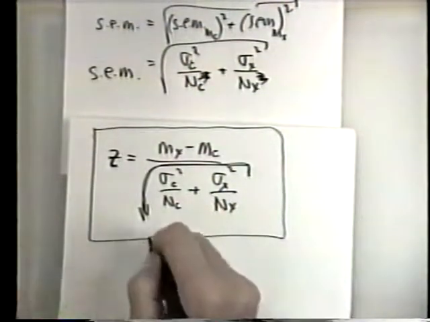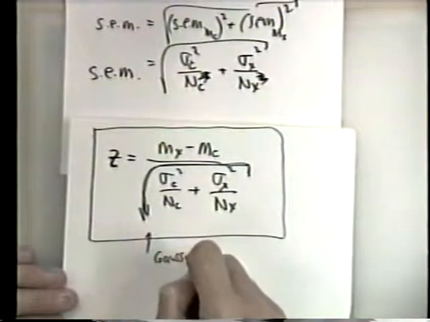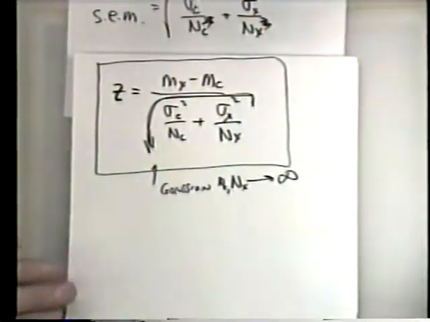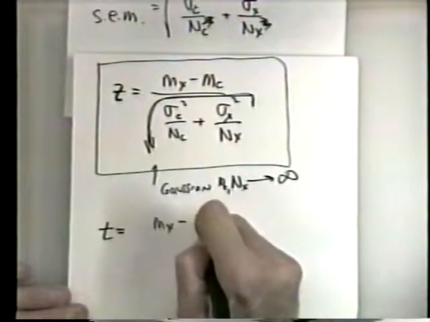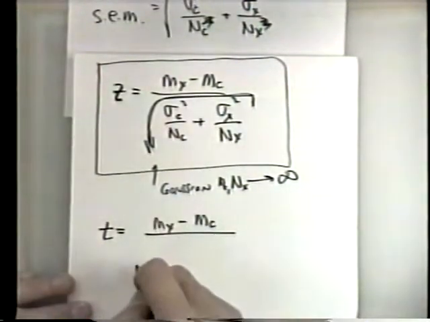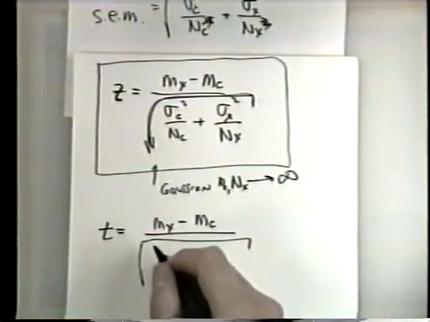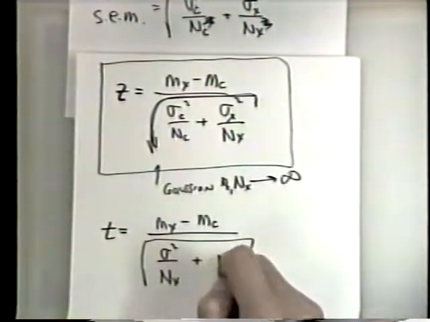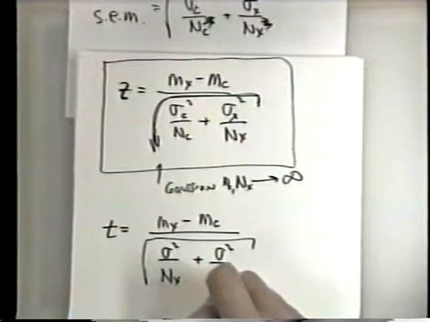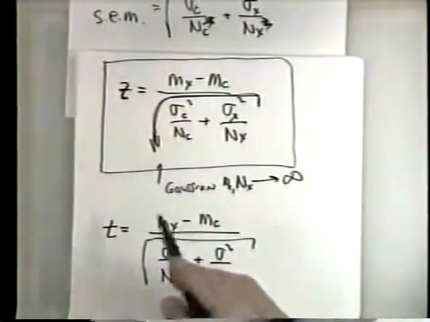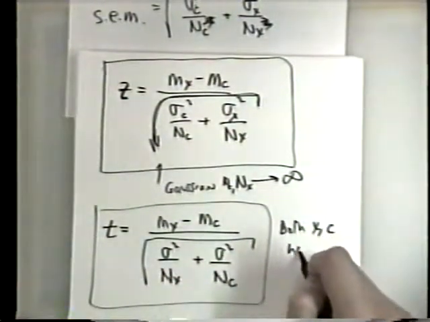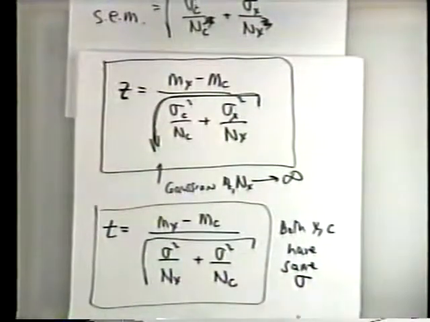Now again, this is assuming that everything is Gaussian. That is, that the numbers nx and nc are very large. Again, in terms of the t statistic, now we can rewrite this as the difference between the mean of the experiment and control, divided by the square root of sigma squared over nx plus sigma squared over nc. Now, this is based on the assumption that both the experimental and control have the same population variance.